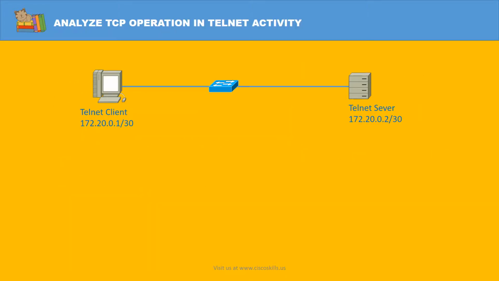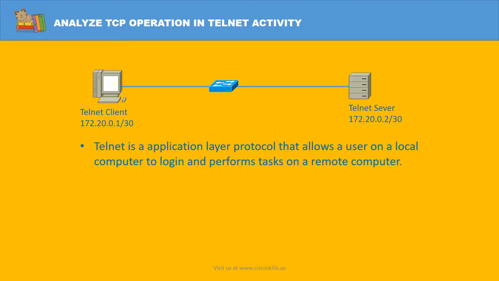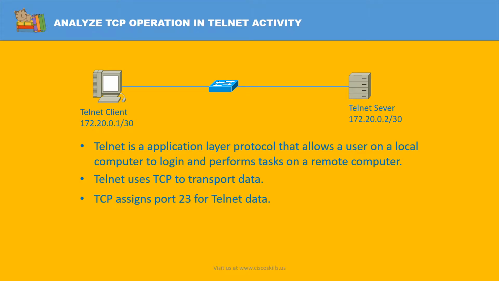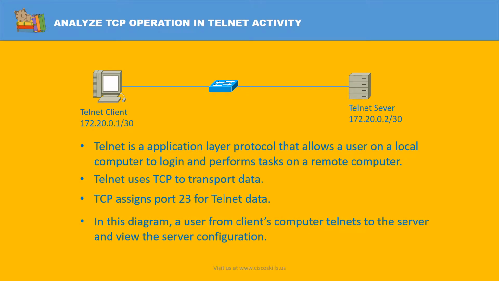To understand TCP protocol operation, let's analyze the telnet activity happening in this diagram. As you know, telnet is an application layer protocol that allows a user on one computer to log in and perform tasks on a remote computer. Telnet uses TCP to transport data. TCP assigns port 23 for telnet data. In this diagram, a user from the client's computer telnets to the server and views the server configuration. Let's see how TCP transfers telnet data from client to server.